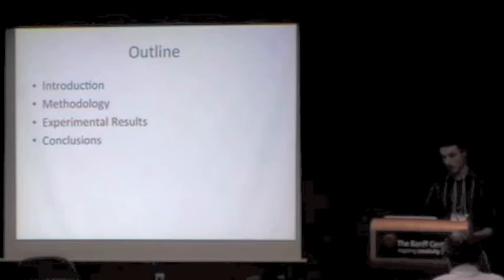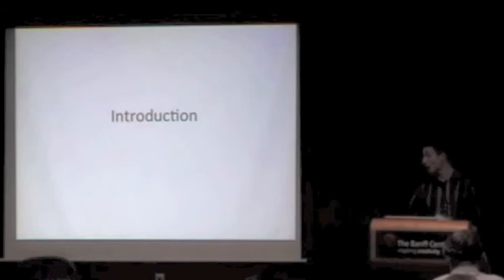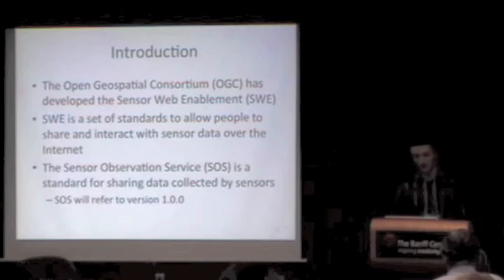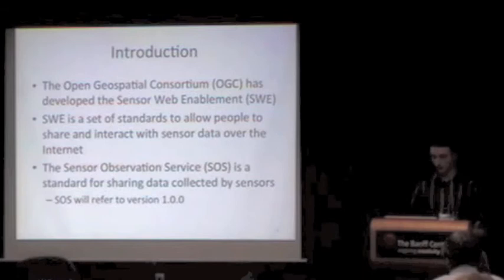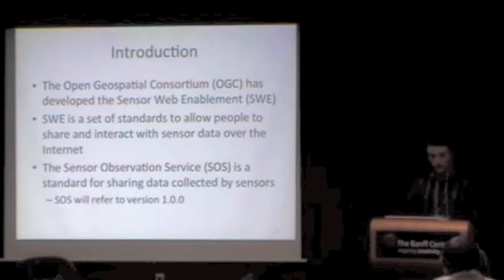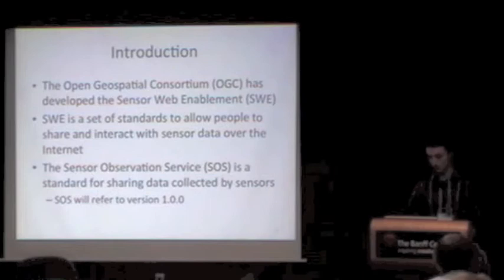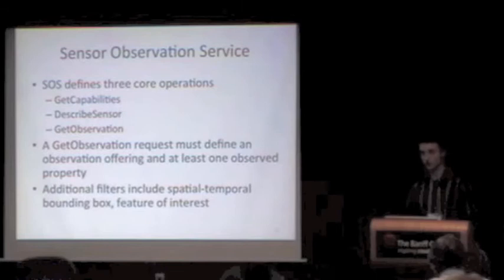So, for the introduction. The Open Geospatial Consortium, which many of you have probably heard today, has developed the Sensor Web Enablement, that's why we're all here. SWE is a set of standards to allow people to share and interact with sensor data over the internet, and the Sensor Observation Service, which is what I'm going to be focusing on today, is a standard for sharing data collected by sensors. For this work I'm referring to version 1.0.0.